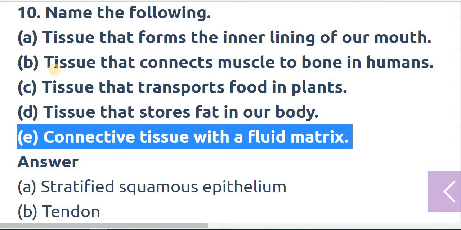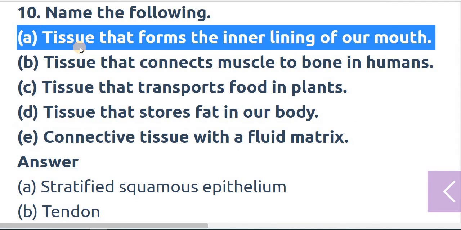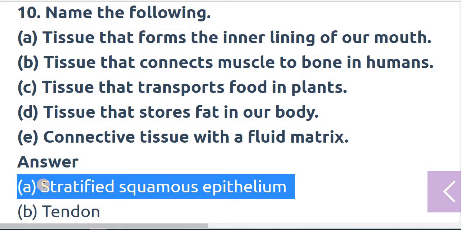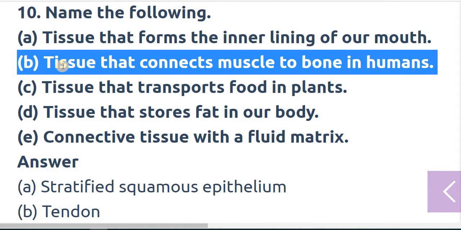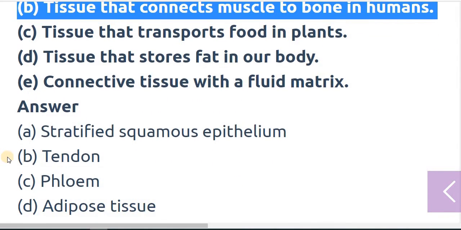So let's see the first question, the tissue that forms the inner lining of our mouth. Then the answer is stratified squamous epithelial tissue, which is present in the lining of the mouth. The second question, the tissue that connects muscle to bone. If it is muscle to bone, then the answer is tendon. If it is bone to bone, then it is a ligament. So here the answer is tendon.